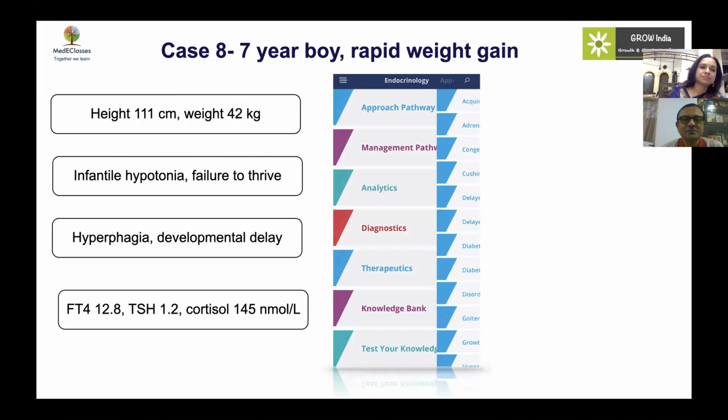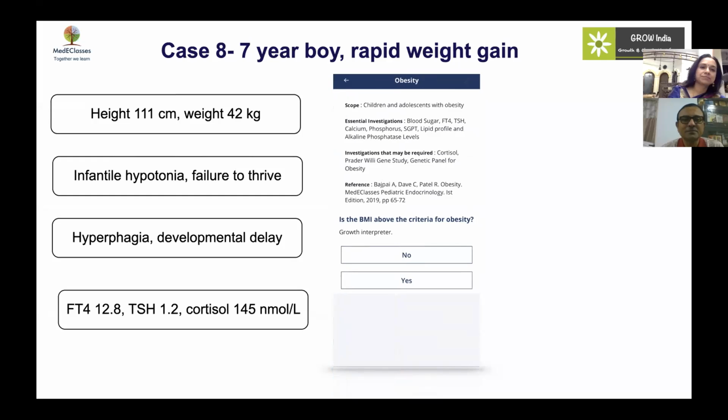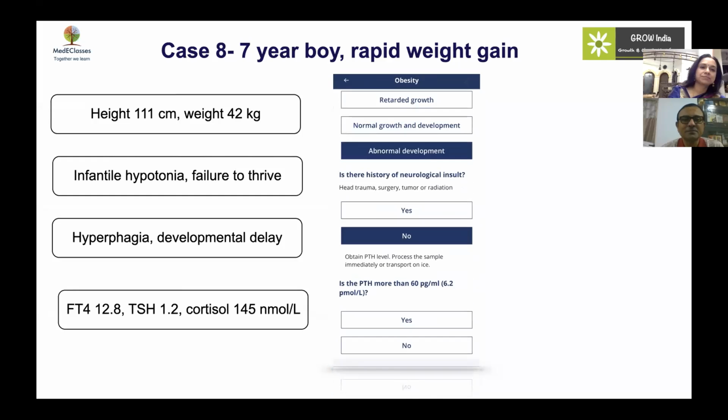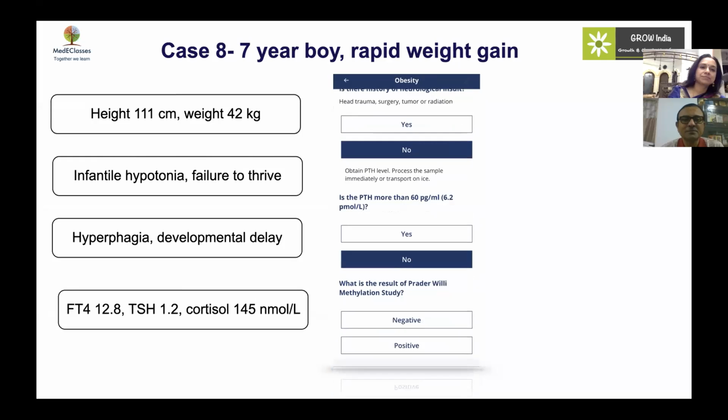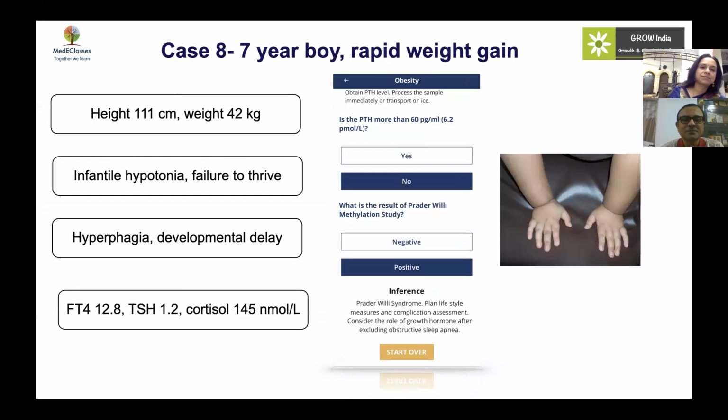Basic workup was normal. If we go to our approach pathways, to go specifically on the obesity approach, we are seeing that he is obese. There is no history of drugs. The development is retarded. Neurological insult is not there. You want to rule out pseudohypoparathyroidism, which is normal. The next diagnosis which comes is basically Prader-Willi syndrome. So all you have to do is ask for the hands, look at the face, and you will know this is Prader-Willi syndrome. So again, if growth and development are affected, think of syndromic causes, and Prader-Willi is an important one.